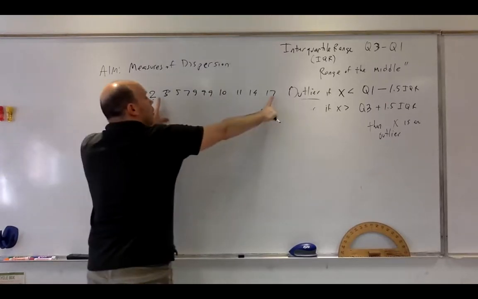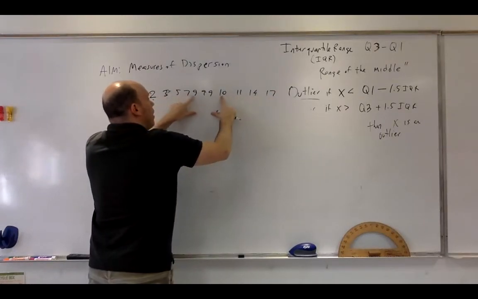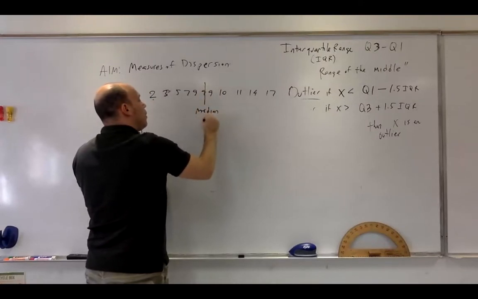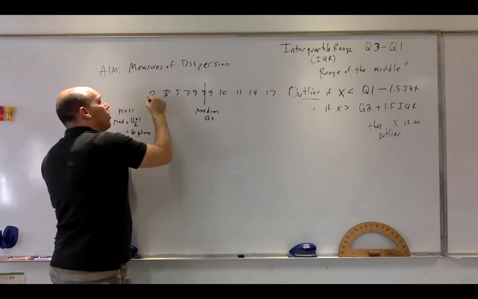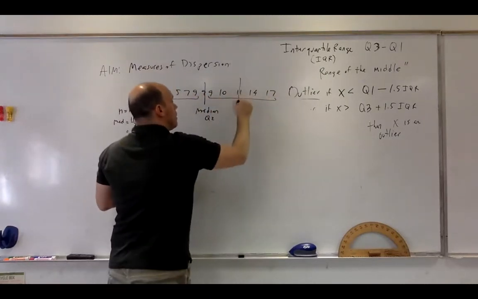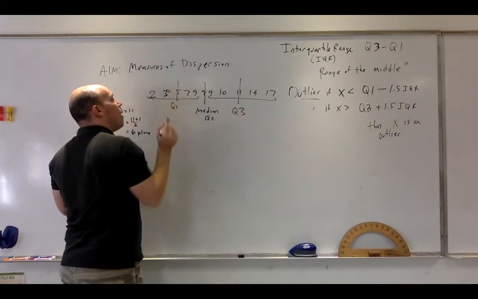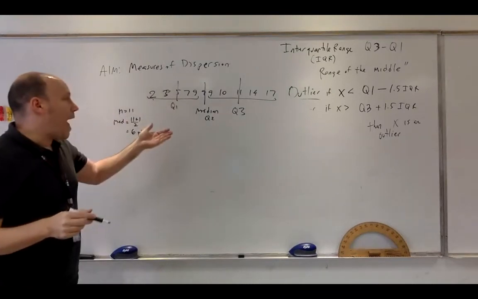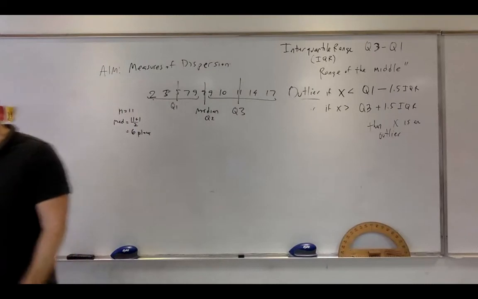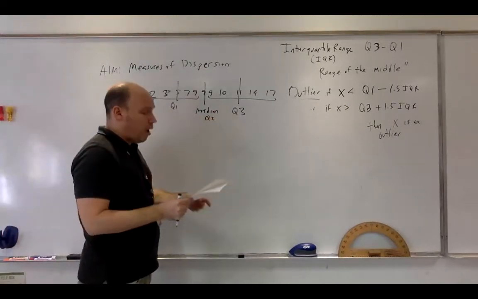Or you can go low, high, low, high, low, high, low, high, low, high. This is the median, or Q2. Then we look at the lower range, and we look at the upper range. This is Q3, and this is Q1. And so what we found here are the interquartiles. We found Q1, Q2, Q3.